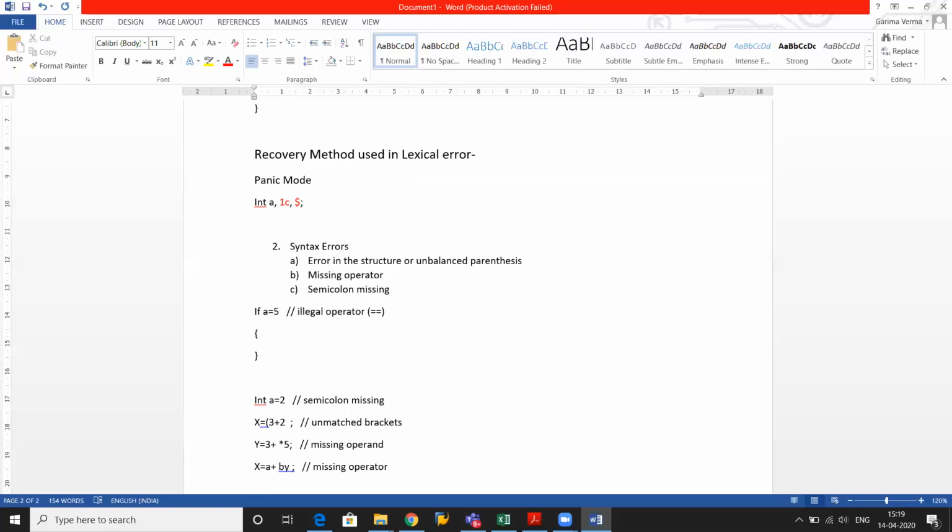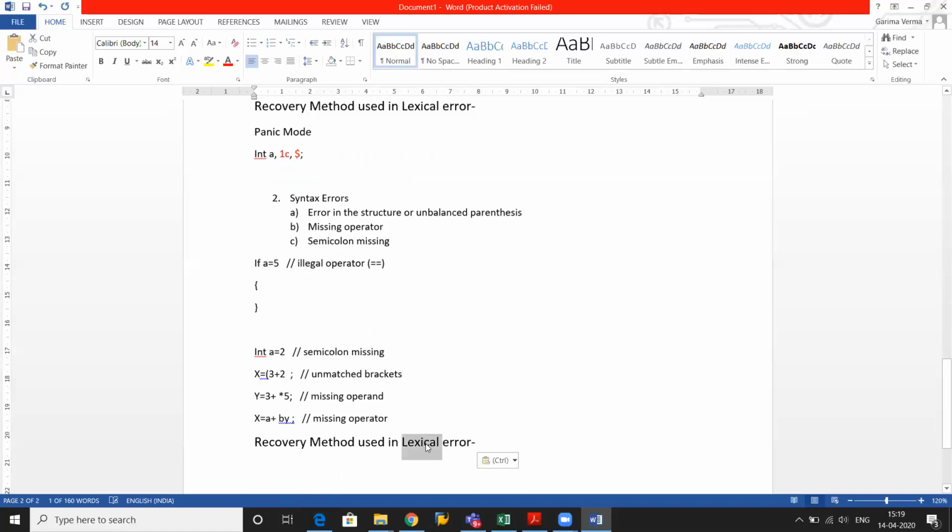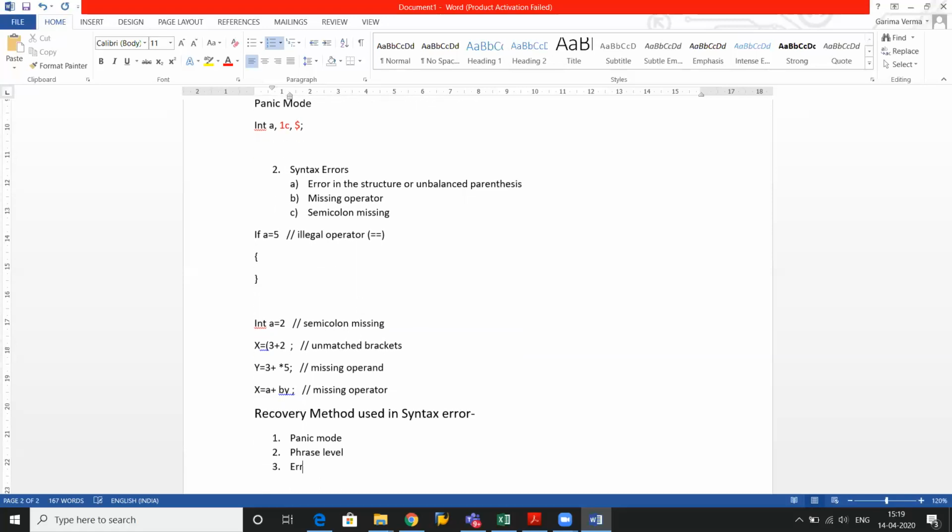These types of errors come under the category of syntax errors. Now, the recovery methods used for syntax errors: if we talk about the recovery methods, we use four methods. First is panic mode. Second is called phrase level mode. Third is called error production. And fourth is called global production.